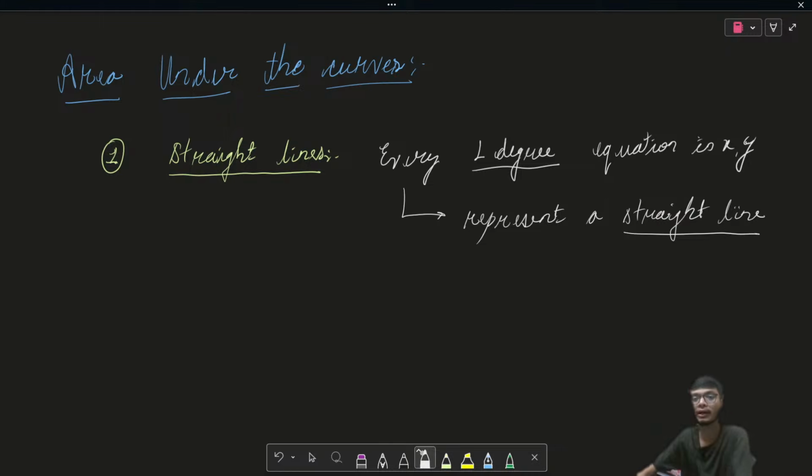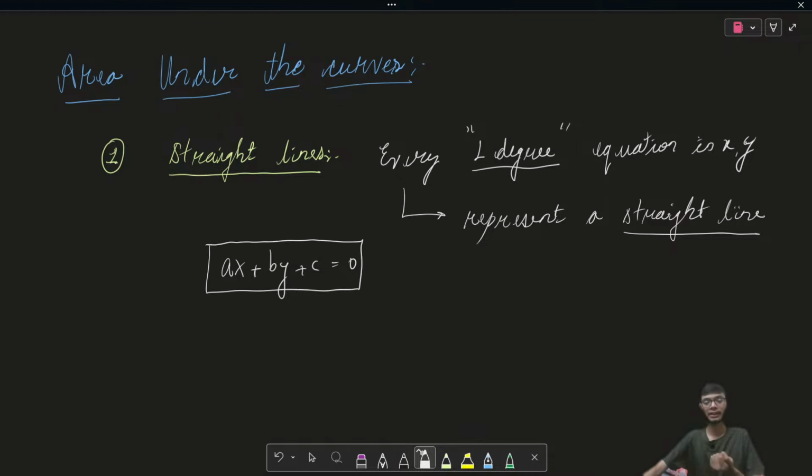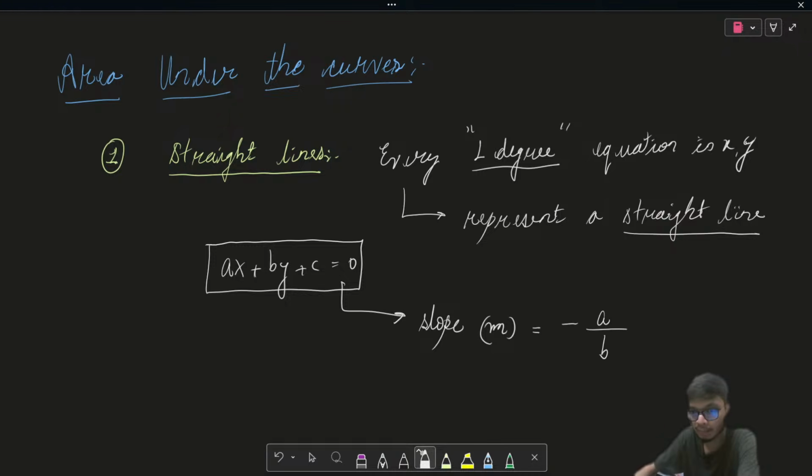So whenever you have any 1-degree equation in x and y, it actually represents a straight line, right? So if I simply give you an example, ax plus by plus c is a simple or general equation of a straight line, right? Now from this straight line equation, I can take out a lot of information. The first information I'm going to take out is the slope of the straight line. The slope of the straight line is simply given as negative of a upon b, right?